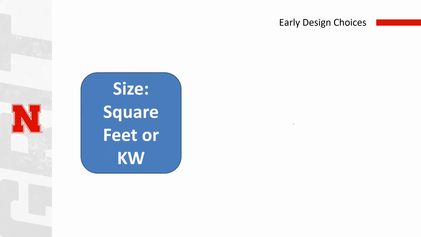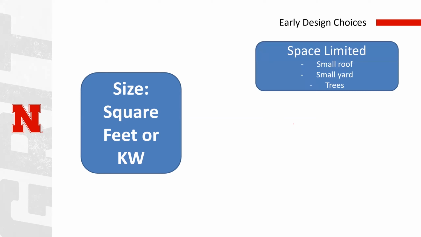When you're thinking about your system, you want to think about how big it is going to be. How big it is going to be depends on a couple of things. First of all, are you space limited? You have a small roof, a small yard, are there trees and you're trying to avoid shade? If you're space limited, that may just limit your size.